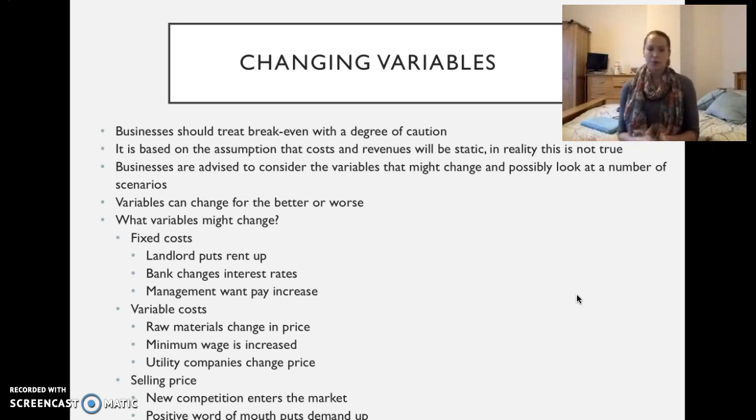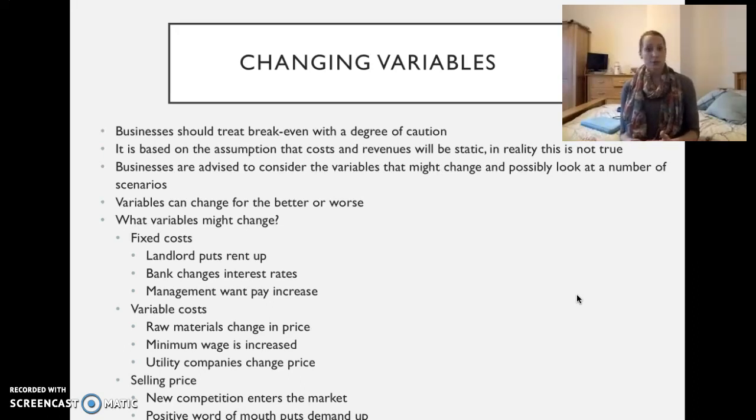Now, of course, with any financial recording, there is always going to be changing variables, and businesses should treat break-even with a degree of caution. Now, please remember, break-even is a prediction. You are trying to predict how many items, and it will only work if you have one product line. Now, that said, you can have multiple product lines, but you will have to probably, in all honesty, do several different break-even charts, okay, just to allow for accurate recording. It's also based on the assumption that costs and revenue will be static. Now, we know in any business that sometimes we have to entice new customers into the business through discounts, and this won't allow that. Your production and your raw material costs may fluctuate. Again, your break-even chart won't show that either. So just bear in mind that there are a couple of variables.